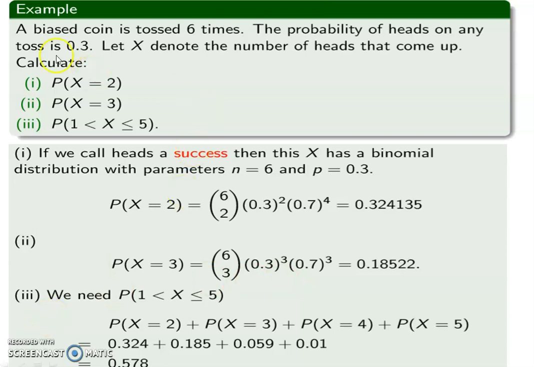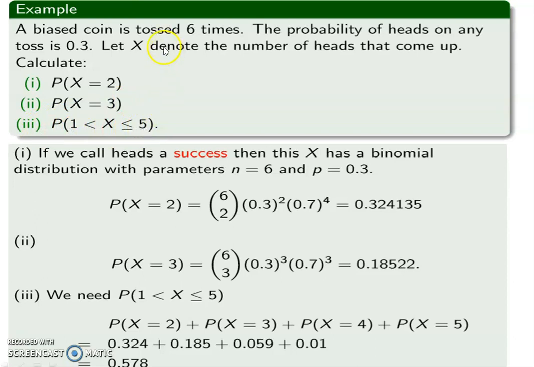Let us consider an example here. A biased coin is tossed 6 times. The probability of heads on any toss is 0.3. Let X denote the number of heads that come up. Calculate the probability that X is equal to 2, the probability that X is equal to 3, and the probability that X is greater than 1 but less than or equal to 5.